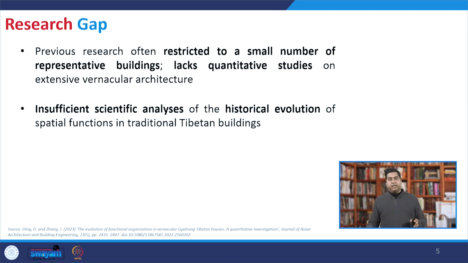So the authors have done exactly the same by stating all those things, that previous research often restricted to a small number of representative buildings. So it is something like, whenever you conclude something, that all the buildings are the same, or all the buildings have some sort of function. Whether it is a statement based on an experiment or study with 100 buildings, or 1000 buildings, or 5000 buildings, the result may vary.